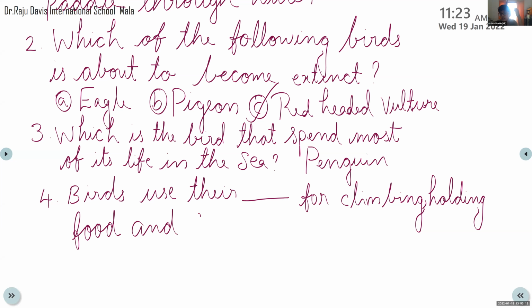How can a bird climb with its beak? Yes, beak. One bird is there, the parrot. The parrot is a bird which can climb. Only one bird, woodpecker. So birds use their dash for climbing, holding the food, and swimming. What is the answer? Feet. Yes, feet.